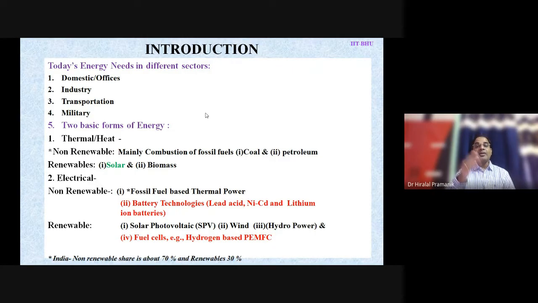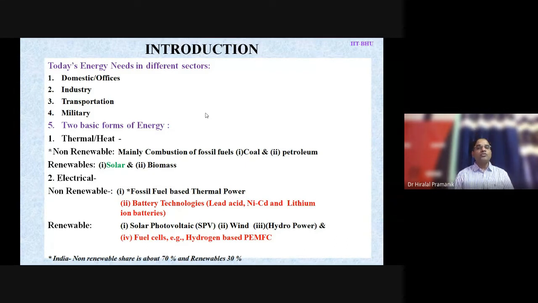So what are the various sectors where we need energy? There are four major sectors. If we divide them into these four areas: domestic or office, industry, transportation, and military. Whatever the area of energy required, it will come under these four categories, right?